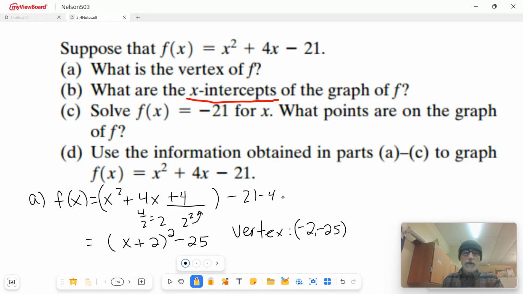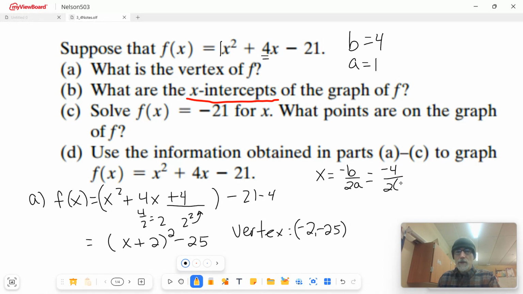That's a very doable process, but there is another way of doing it. You could find the axis of symmetry by going the opposite of b over 2a, and then you don't have to do this add 4 business. The b value is 4 and the a value is 1, because there's a 1 in front of the x squared. So -4 divided by 2 times 1 is -4 divided by 2, which gives -2. There's my x component for the vertex.